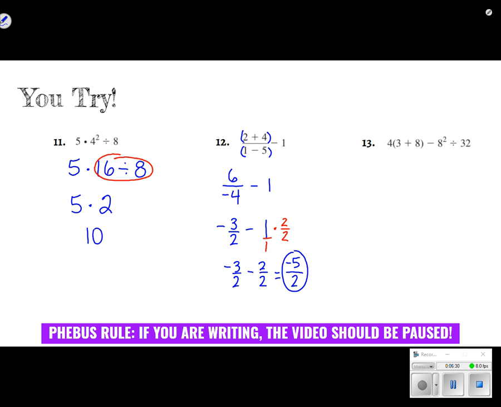All right, 13, we're going to do the parentheses first. I'm going to go ahead and change 8 squared to 64. I'm going to multiply. We get 44 minus 64 divided by 32 is 2. 44 minus 2 is 42.